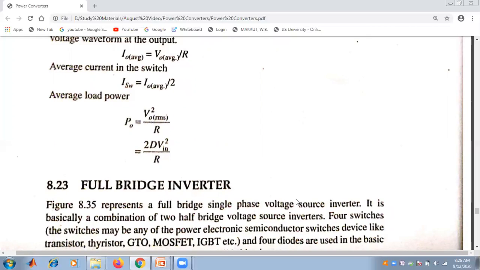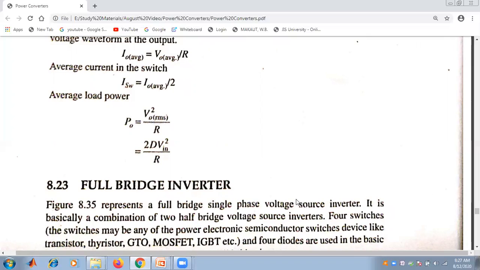Now it is clear that in case of the half bridge inverter, a rectangular waveform is generated having values of plus V in to minus V in.